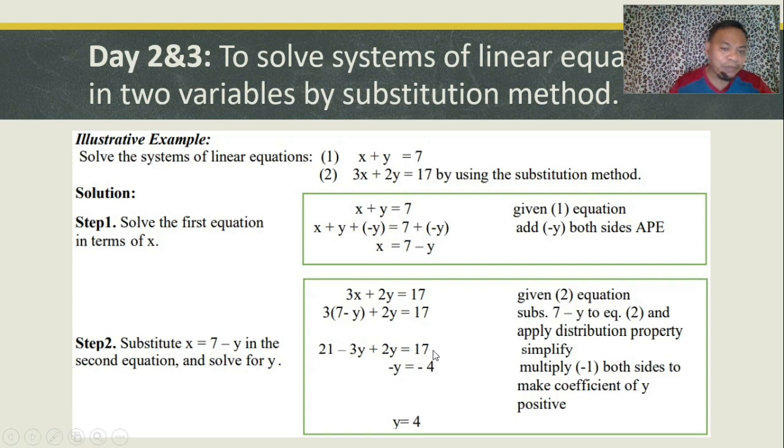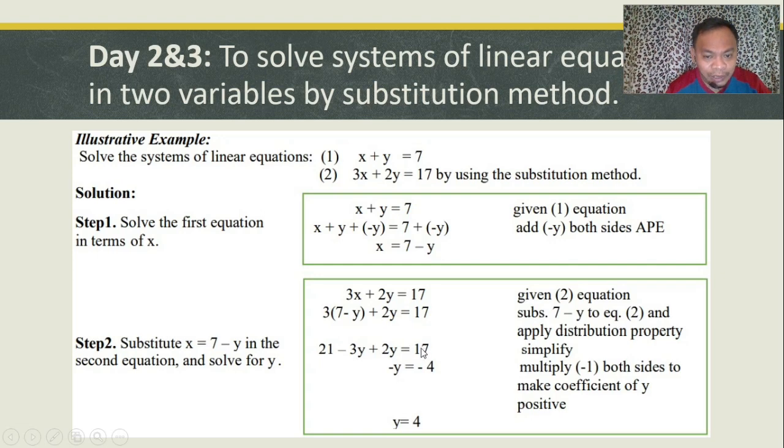Okay, so simplify. Simplify po natin. So, nagiging 21 minus 3y plus 2y is equal to 17. So, ito, si negative 3y at saka si positive 2y, di ba, magagawa natin to, makocombine kasi pareho sila ng variable. Pero, yung isa negative, yung isa positive, so therefore, magiging negative 1y or negative y kasi this is negative 3y plus 2y. So, the result is negative 1y or negative y.